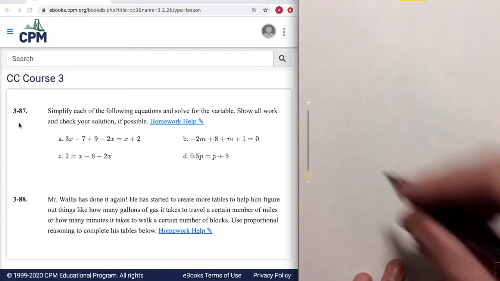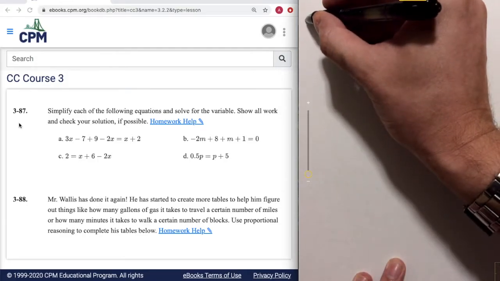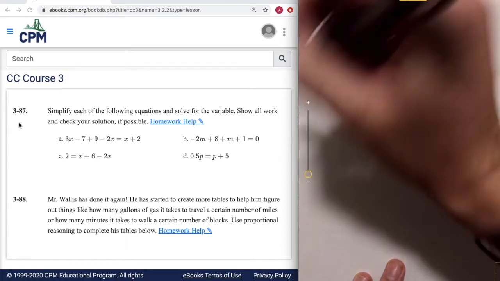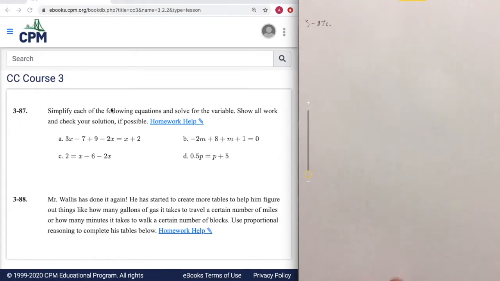Problem 3-87, and we're going to be starting with part C this time. So we're just wanting to solve these equations. To do that, we want to get x by itself, find what it equals, and then check our answer by plugging it back into the equation and making sure that the equation works.